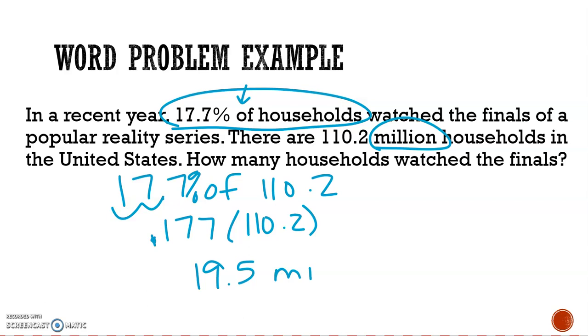When I multiply those together, it gives me 19.5. And then, like I said, it's not just 19.5 households, it's 19.5 million households. So make sure that word million gets in there. It makes it nice that you don't have to worry about it in the multiplication step. It just has to go into the final answer.